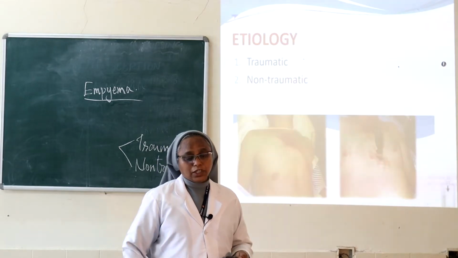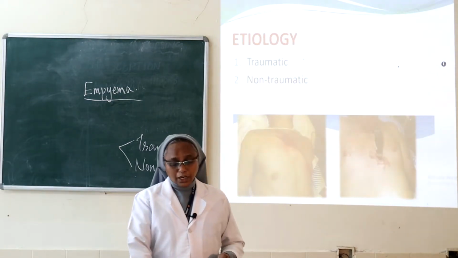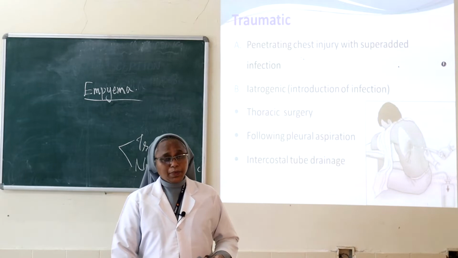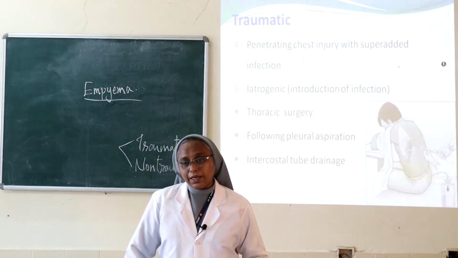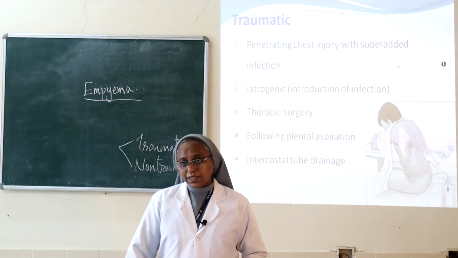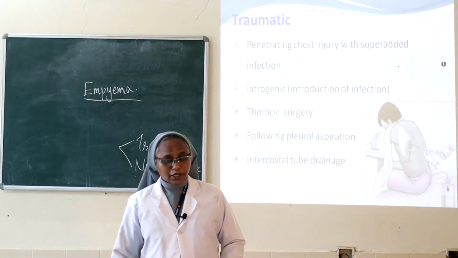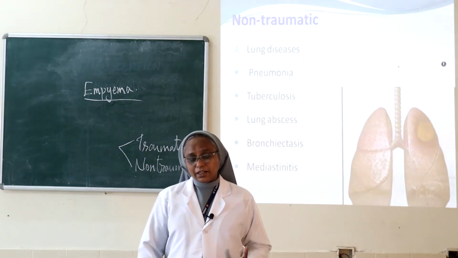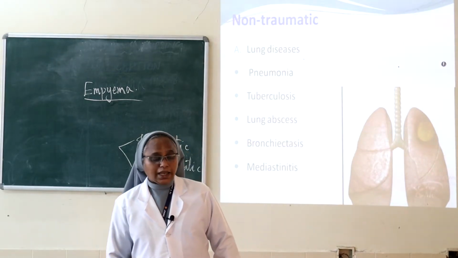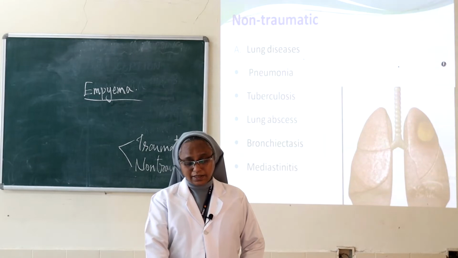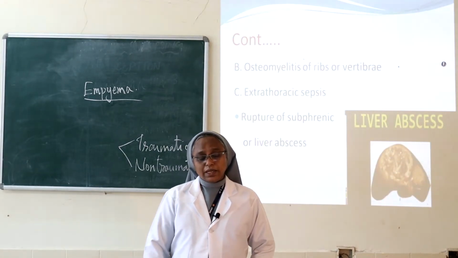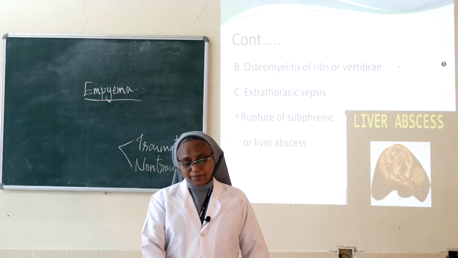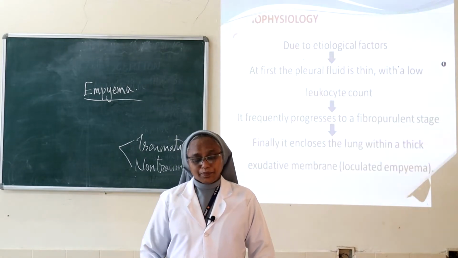Mainly we can divide the etiological factors into traumatic and non-traumatic. In traumatic injuries, mainly penetrating chest injury; iatrogenic means we introduce the microorganism into the pleural space, mainly in case of any diagnostic or therapeutic measures like lung surgery, pleural aspiration or intercostal chest tube drainage. Non-traumatic means any diseases that affect the lung tissue, mainly pneumonia, tuberculosis, lung abscess, bronchiectasis and mediastinitis. Other causes are osteomyelitis and extrathoracic sepsis like rupture of a subphrenic or liver abscess. These are the etiological factors of empyema.